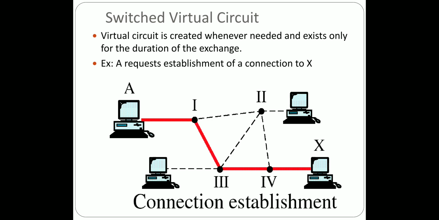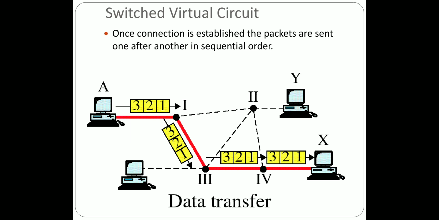The first one is the connection establishment. So if A wants to send some data to X, A has to send a message to X for connection establishment. And if you can see, now there is a connection established from A to X via nodes 1, 3 and 4. The next step is the data transfer.